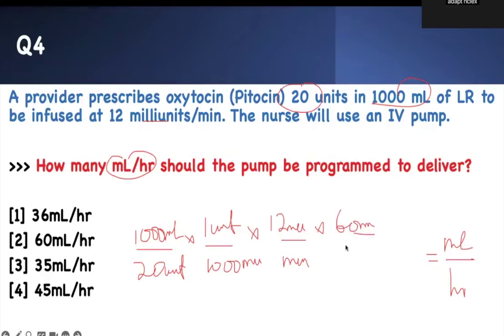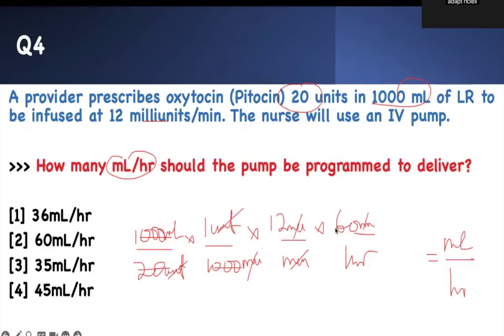60 minutes into 1 hour. You're done. Cancel everything. Unit cancel unit. Milliunit cancel milliunit. Minute cancel minute. And you have hour down. You have ml. And the 1,000 cancel 1,000.